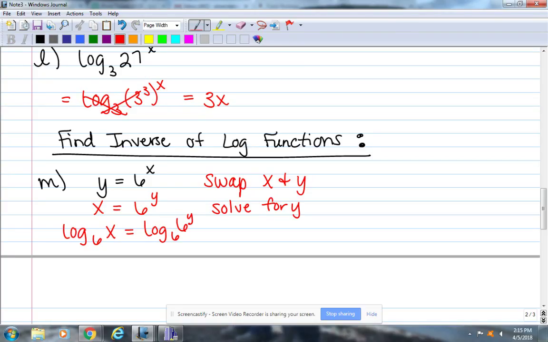And now guess what happens right here? That cancels out. So for the answer, I'm going to come over here because I'm out of space. Log base 6 of x equals y, because everything over here canceled out except for the y. And my job was to solve it for y. Is y by itself? Yep. That's my answer. Now, it's not going to be a pretty little answer like 15 or -2, because it's a function. It's a graph. It needs x's and y's in it. Variables. So this is my answer.